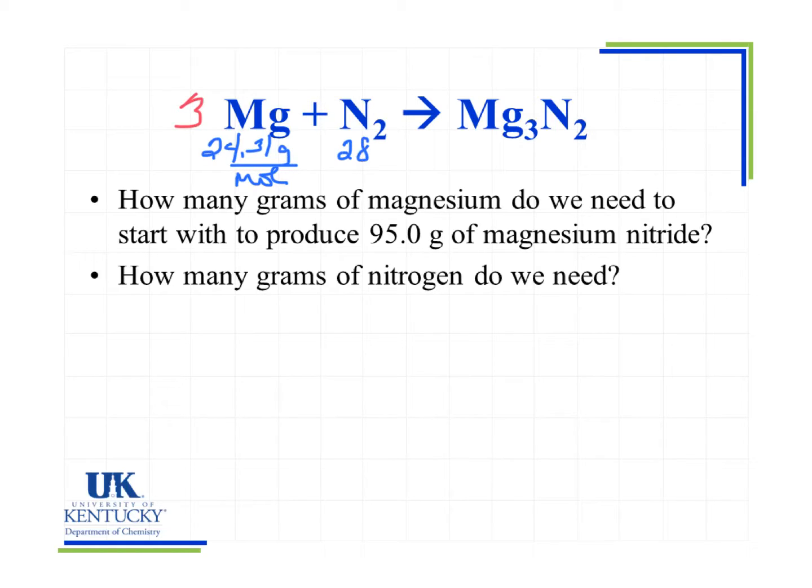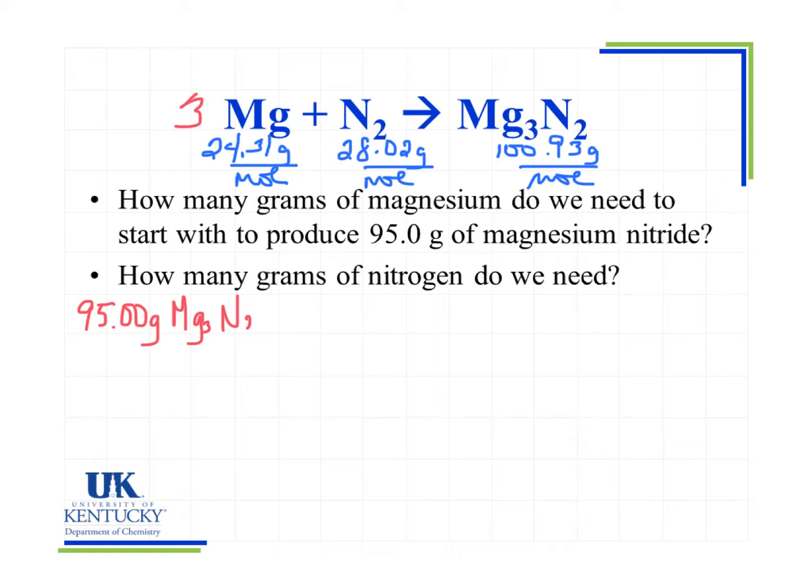Remember that nitrogen is N2, so I have to put 28.02 grams per mole, and then magnesium nitride is 100.93 grams per mole. So it's asking first about the amount of magnesium I need to produce some amount of magnesium nitride. So I'm going to start with my 95.00 grams of Mg3N2, and I'm going to convert to moles using the molar mass of magnesium nitride.